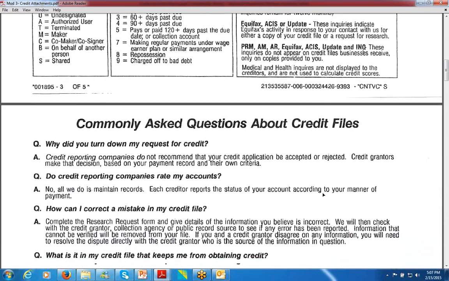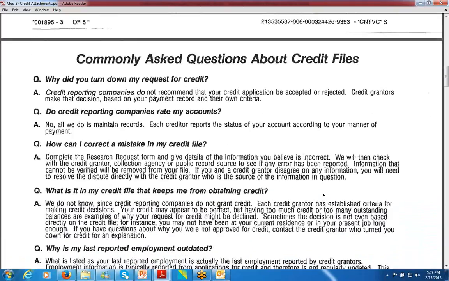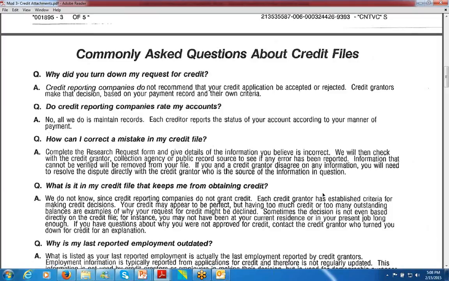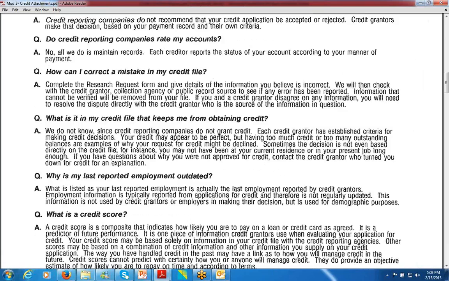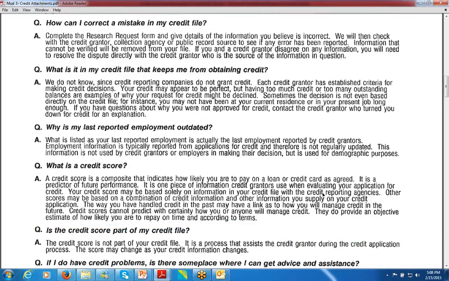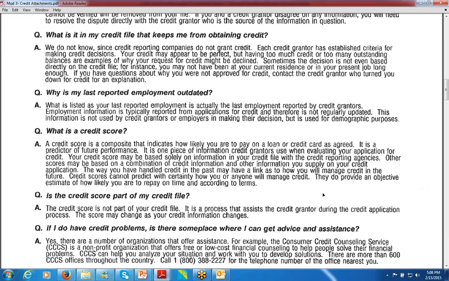Now let's look at some commonly asked questions on credit files. Why did you turn down my request for credit? Well, you know the answers to that. The credit bureau doesn't make any decision. Whomever is issuing you credit makes a decision based on your history. Do credit reporting companies rate your account? The credit bureau doesn't rate your account. The people you owe rate your account. Can I correct the mistake? Yes, we talked about how you do that.